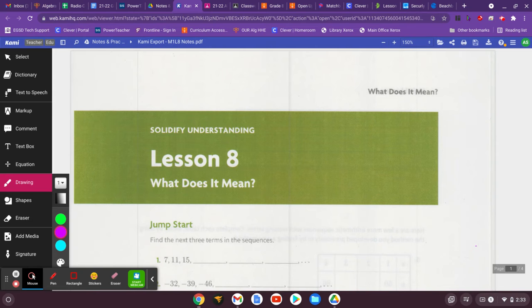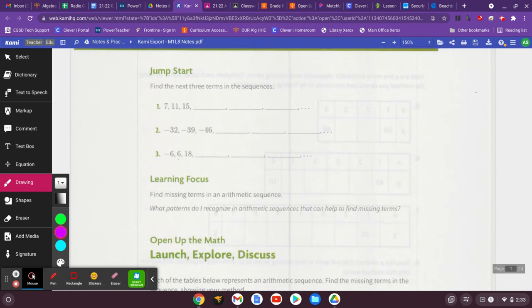What does it mean? We're going to start with the jump start. First of all, we have 3 sequences, and we're going to try to find the next 3 terms in each sequence. As I'm going along here, I'm noticing 7 to 11 is a plus 4. There's not a multiply that really goes there nicely, so let's try adding first. 11 to 15 is plus 4. So if we keep adding 4, we end up with 19, plus 4 is 23, plus 4 is 27.